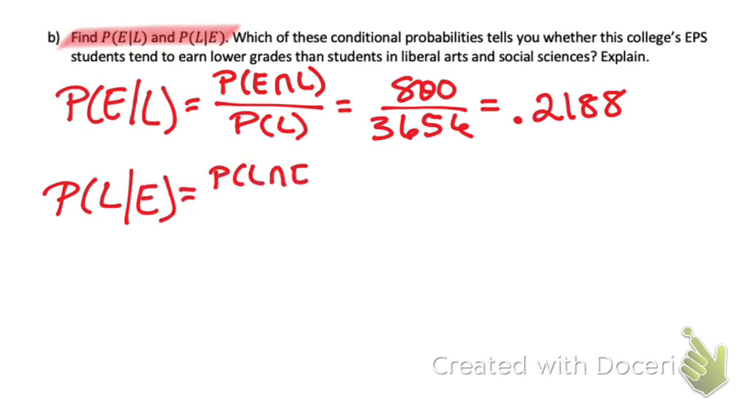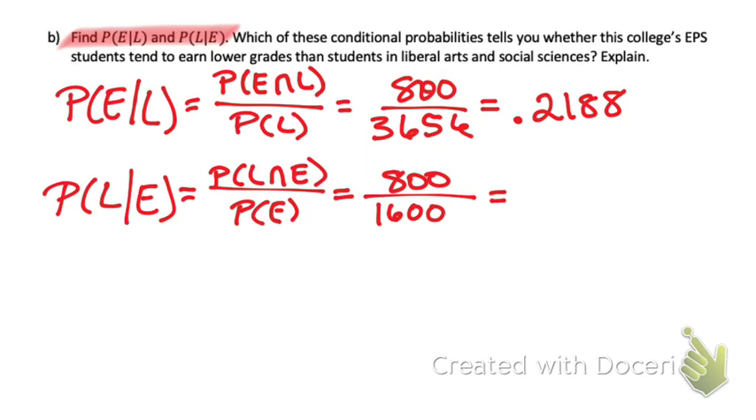Now we need to find the other one. This is going to be the probability of L given E. That's going to be the probability of their overlap, which is, here's good news, the top of the fraction is the same. Whether I say E and L is the same as L and E. Doesn't matter. So what goes on the top? The 800. Now, on the bottom, I need the total for the engineering and physical science. All we have to do is add those three numbers up and we get 1,600. What is 800 over 1,600 as a decimal? 0.5.